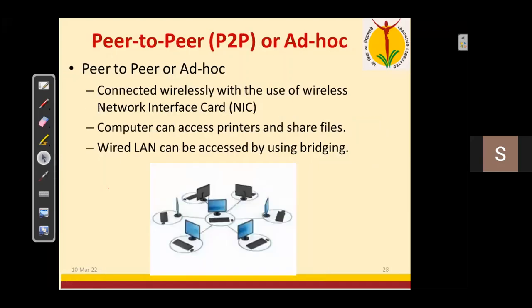Or we can have peer-to-peer communication, that is one-to-one communication. For that, we need a network interface card in your device, which creates the ad-hoc network, through which we can access devices, maybe a printer, or share files. This is called the wireless LAN, and we can connect to the wired LAN also, which acts as the bridge between the wireless and the wired LAN.